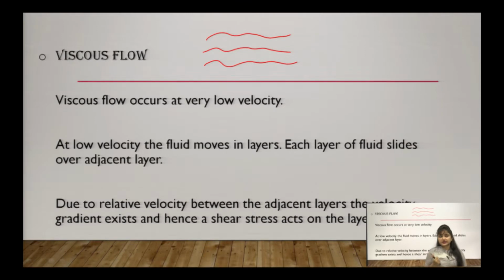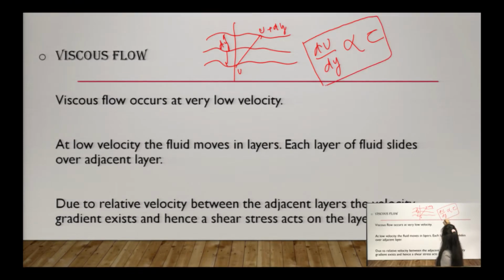there is a relative velocity gradient, and that velocity gradient is nothing but the rate of change of deformation, or rate of change of shear strain, which is calculated with the help of the shear stress acting on that particular layer. If we calculate like this, this is u plus dy, and dy is the depth, and here it is u. Then you will notice that del u over del y is directly proportional to the shear stress, and it is the same equation we started with in the properties of fluid.